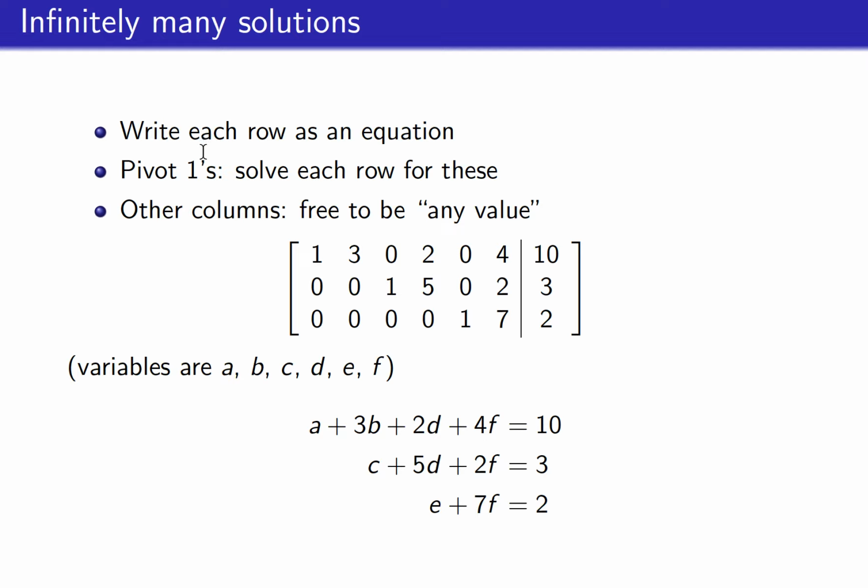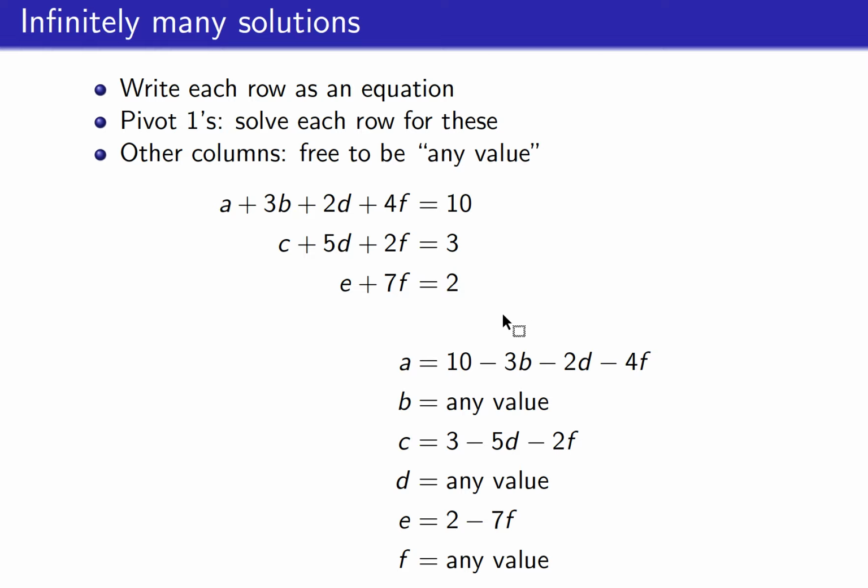Then we're going to look at the pivot ones. That's this one, this one, this one. You can tell because these are the first variables in each of these equations, and we're going to solve for these. That means all of these other ones are going to be put on the other side of the equation. All the other ones are going to be free to be any value. So that's what? B, D, F in this case, the ones where there's no pivots.